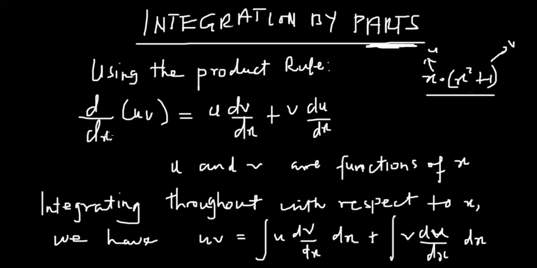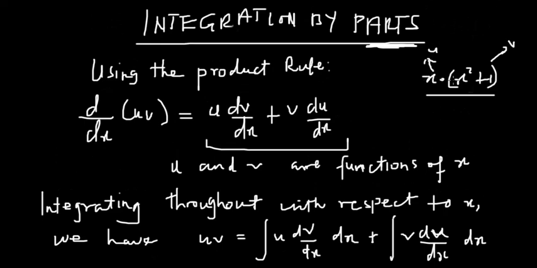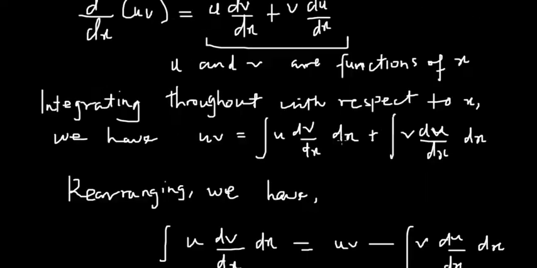Now, we have d dx of uv. This is just a simple product rule. We have u multiplying dv dx, where you differentiate v with respect to x, and then you add that to your function v, that's x squared plus 1, multiplied by du dx, where you differentiate u with respect to x. Note that u and v are functions of x, that's why we have du dx and dv dx.